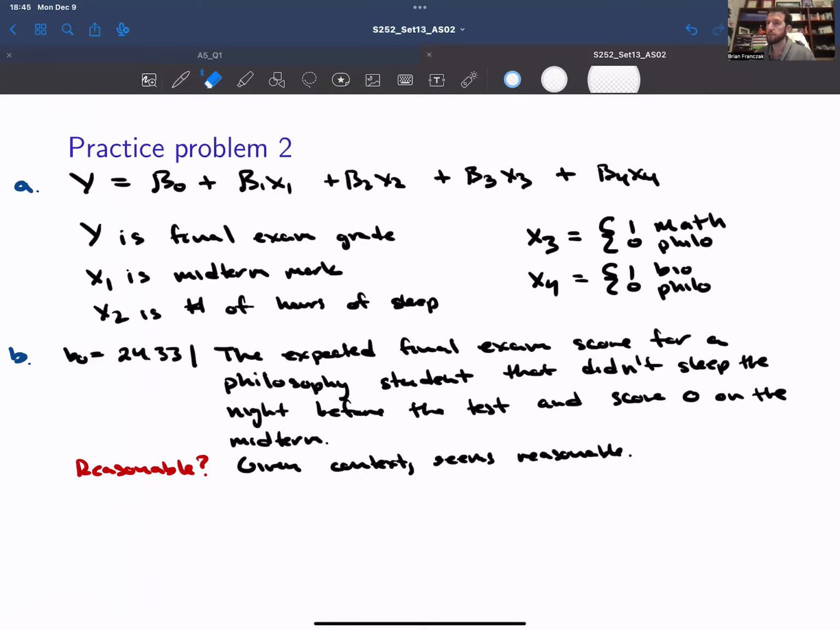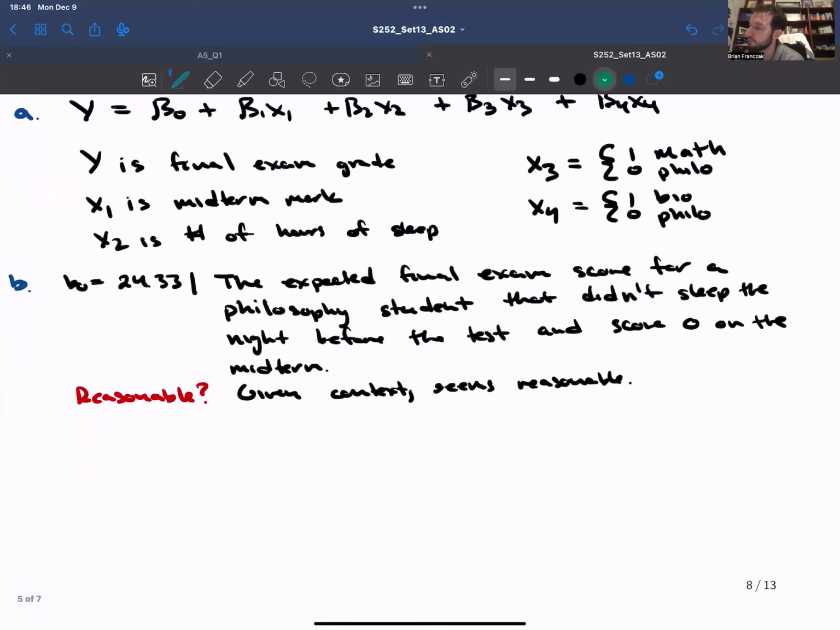And then the question is, is it a reasonable estimate? Well, 24% on a test is a reasonable value. 0% on a midterm is also reasonable. 0 hours of sleep the night before the test can also happen. And 0 for the 2 indicators just means a philosophy student. So that's clearly reasonable. There's nothing wrong with this value.